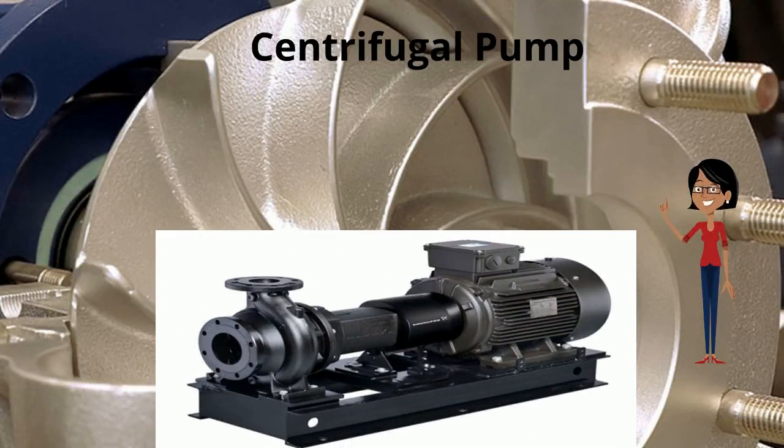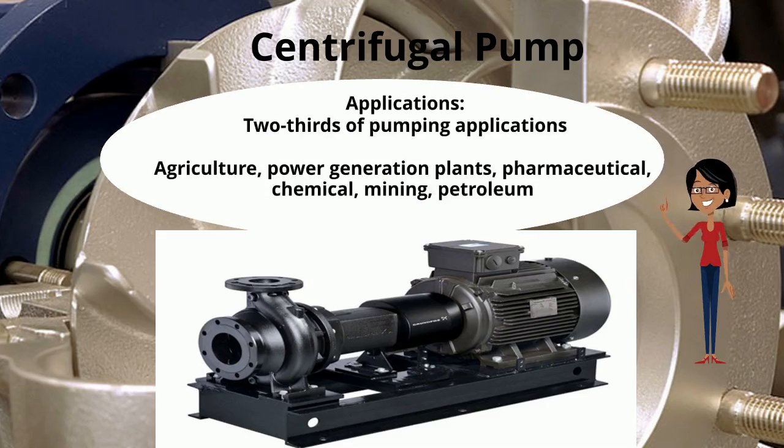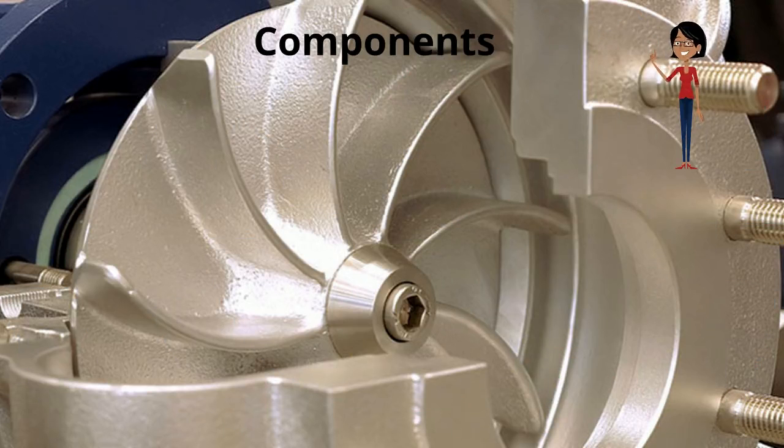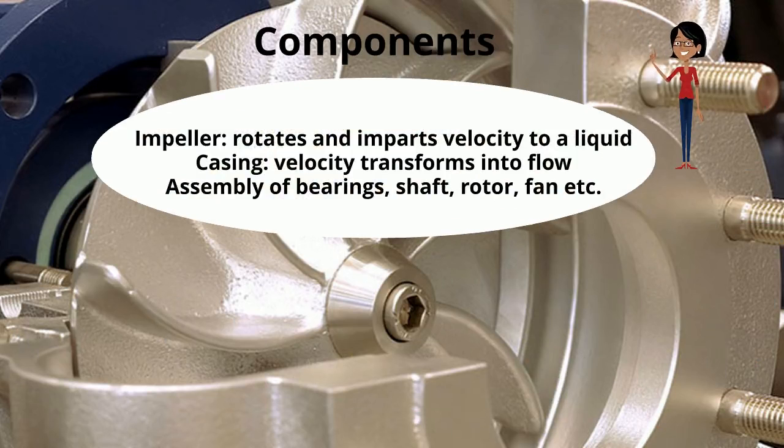Centrifugal pump is one of the most common pump designs. It is used in over 2/3 of pumping applications. The versatility of centrifugal pumps makes it the number one choice for displacing fluid in several industries such as agriculture, power generation plants, pharmaceutical, chemical, mining, and so on. We can break down a centrifugal pump into three main components: impeller, casing, and assembly of bearing, shaft, and rotor.